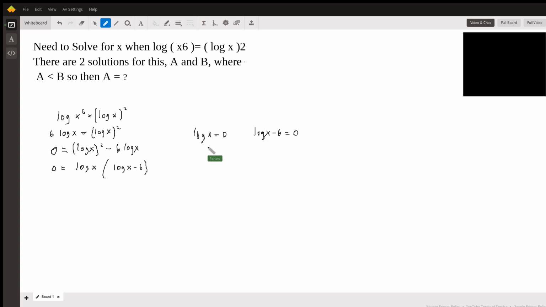So this first one gives us that x is equal to 10 to the 0 power, which of course is just 1. And then this one gives us log of x is equal to 6. And so here x would be 10 to the 6th power.